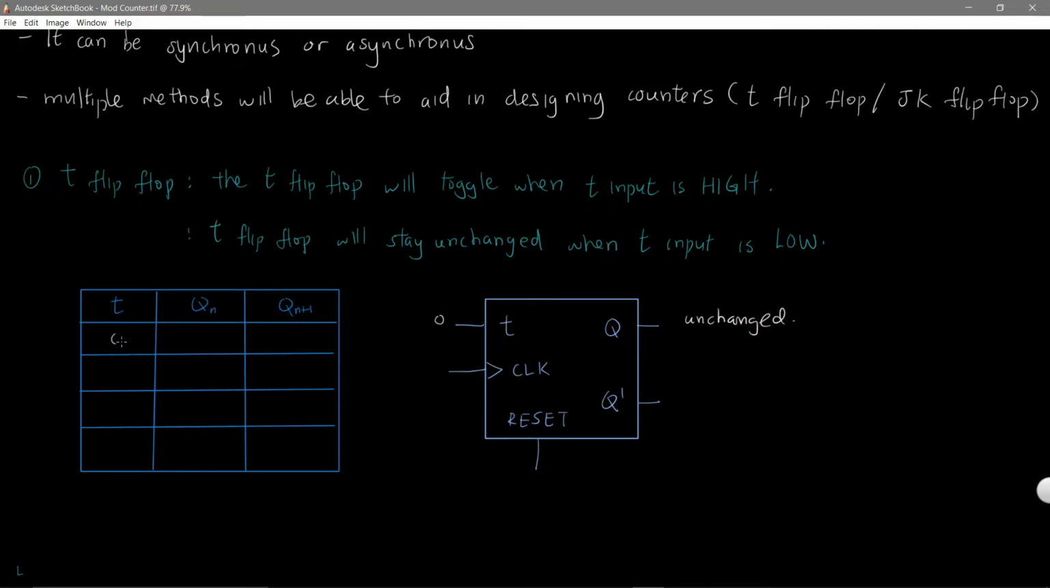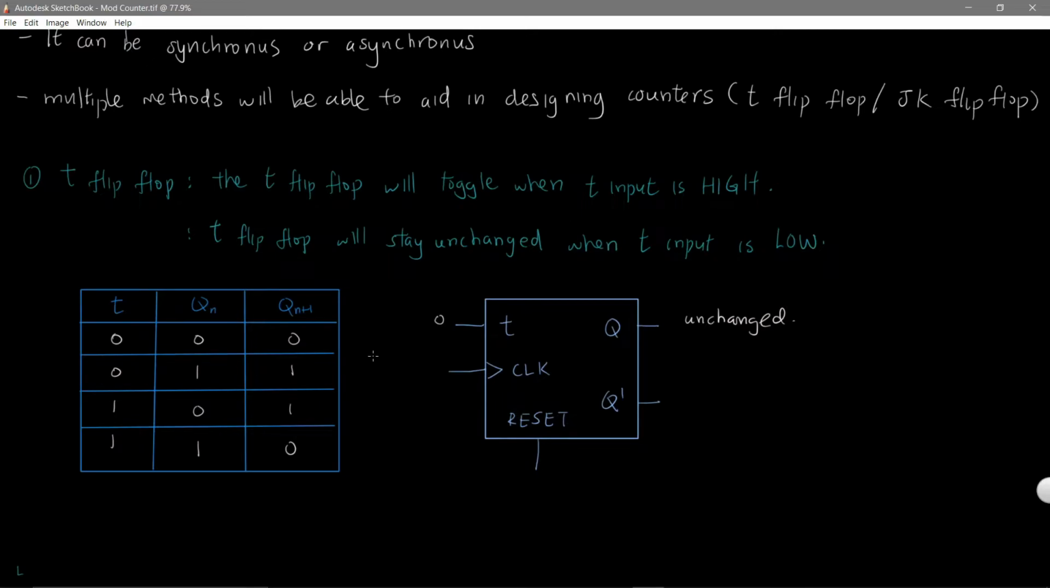Let's say we have 0, 0, 1, 1, right? And we know that when T input is 0, the Q is kept unchanged. So the output is kept unchanged in these 2 rows. And when T is 1, the Q output is toggled. Toggled meaning when it's 0, it goes to 1. When it's 1, it goes to 0. So it changes state.